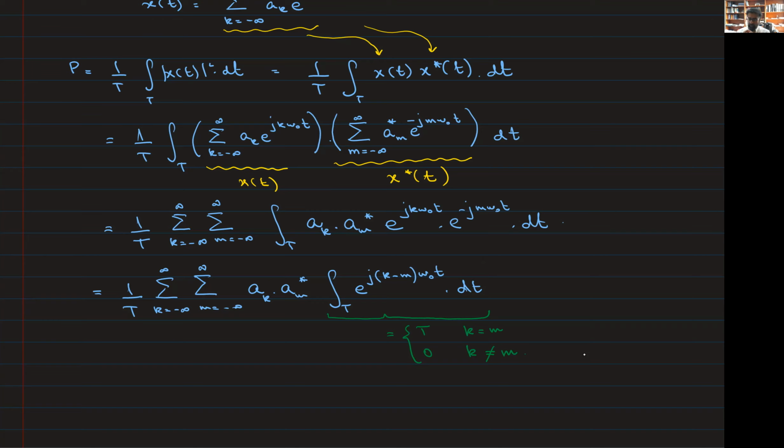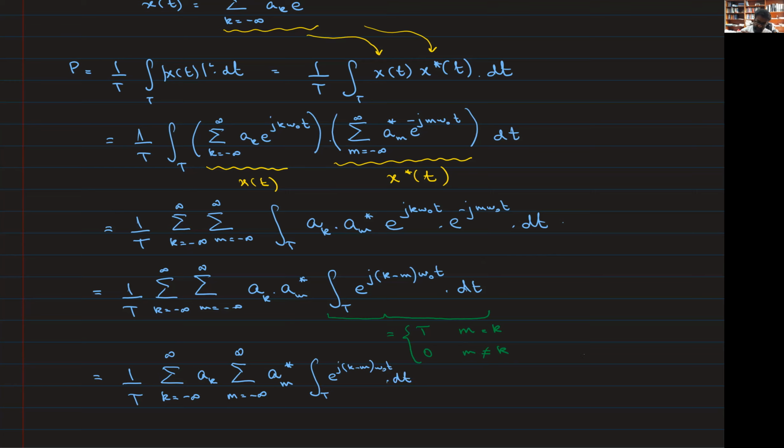Okay, so what happens therefore? This is 1 upon T, the summation over k going from minus infinity to plus infinity. Or rather, let me use the following here: this is when m is equal to k and m is not equal to k. And here I have a summation, and this is a_k. This is m going from minus infinity to plus infinity, a_m conjugate times the integral of e raised to power j (k minus m) omega naught t dt.